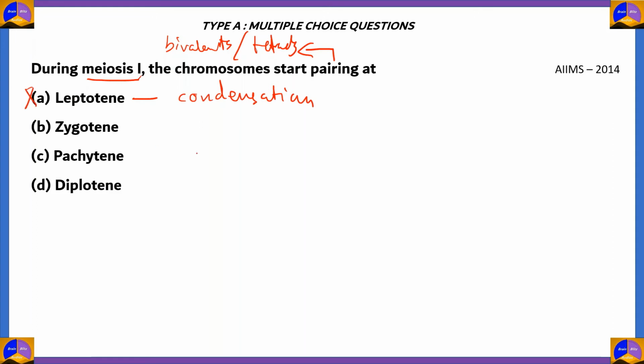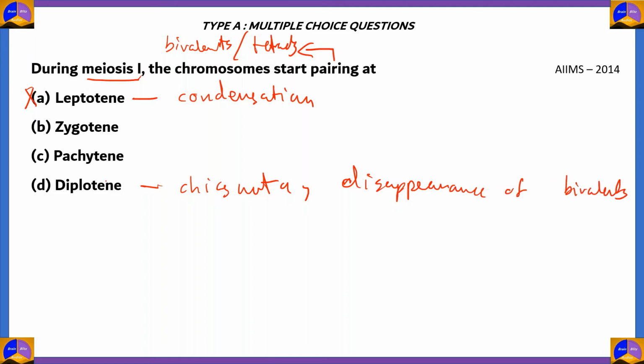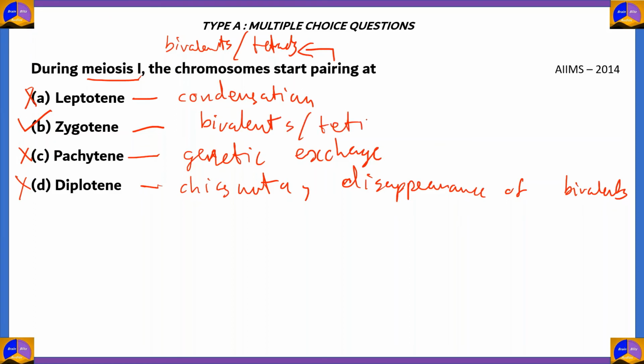Option D, diplotene, is where the formation of chiasmata take place and disappearance of bivalents. Option D is incorrect. Option C, pachytene, is where genetic exchange takes place. So by the time a genetic exchange starts to happen, the chromosomes are already paired so that the genetic material between non-sister chromatids takes place. So option C is incorrect. The right answer is option B, zygotene, which contains the stage where bivalents or tetrads are formed. So option B, zygotene, is the right answer.